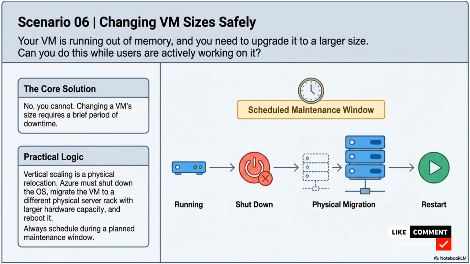When you change the virtual machine size, Azure needs to shut down the operating system, move the virtual machine to a different physical server in the data center that has the larger hardware capacity, and then start it back up. Because the virtual machine must reboot, you should always schedule this change during a planned maintenance window, like late at night when user activity is lowest. It usually only takes a few minutes.